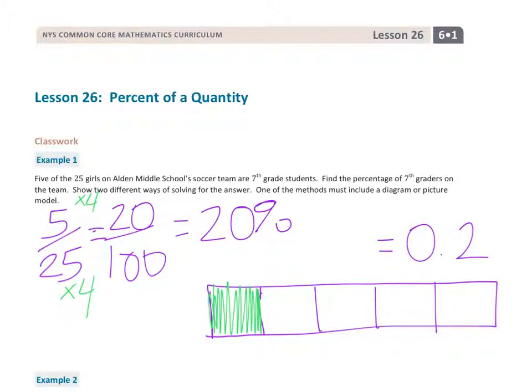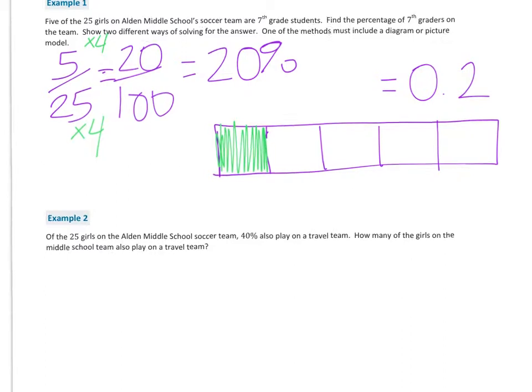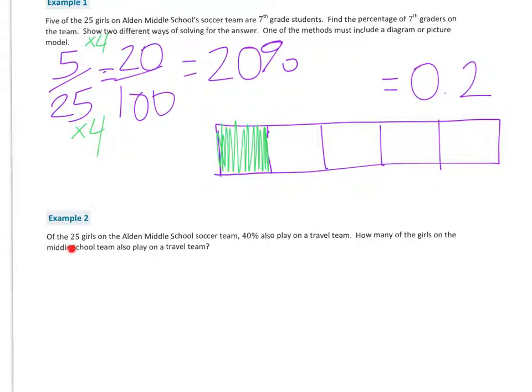Let's keep it going. Of the 25 girls on the Alden Middle School soccer team, 40% also play on a travel team. How many girls on the middle school also play on a travel team? So we know 40%, or 40 out of 100. And so we need to know how many out of 25.